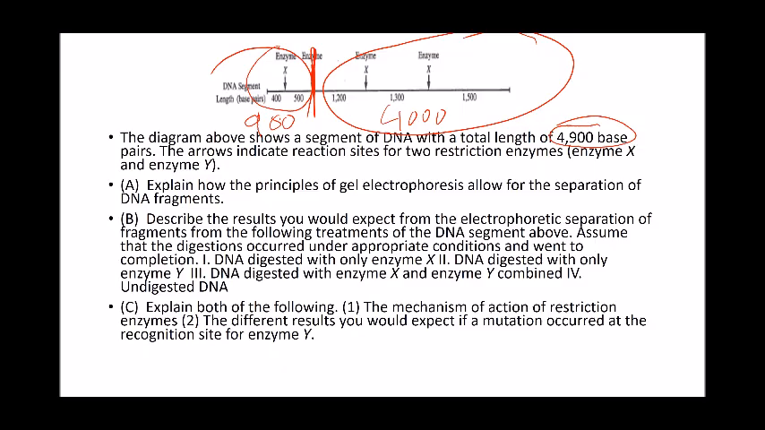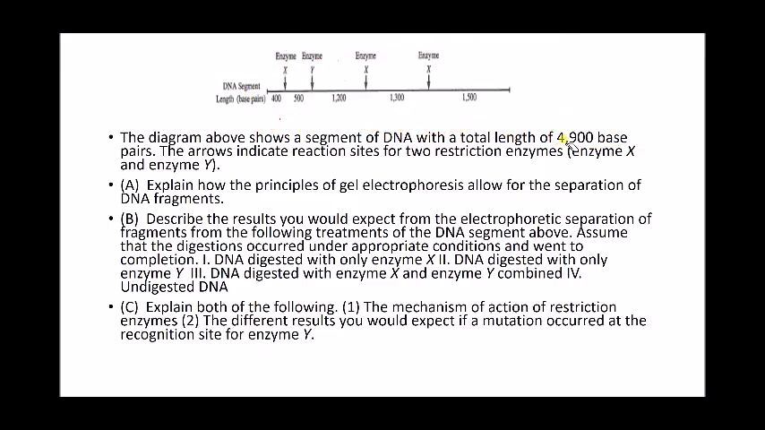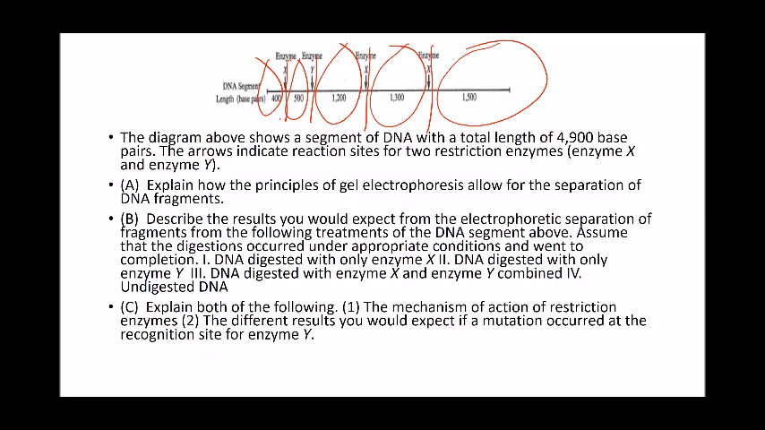Final part to part B, what happens if we use both enzymes at the same time? So if we use both, DNA is going to get cut here, here, here, and here. So we're going to get a 1500 fragment, a 1300 fragment, a 1200 fragment, a 500 fragment, and a 400 fragment. So we'd expect to get 5 fragments of those lengths.